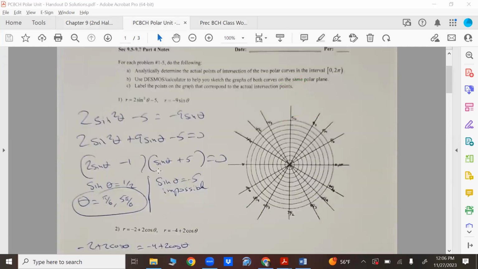So if we can read it well. For number 1, you just want to move all the terms to one side, or actually substitution, right? And move all terms to one side, and just factoring. Now, sine theta plus 5 is impossible because sine can't be negative 5, so you don't worry about it. Sine theta, 2 sine theta minus 1 equals 0. Sine theta equals half. You get pi over 6 and 5 pi over 6.